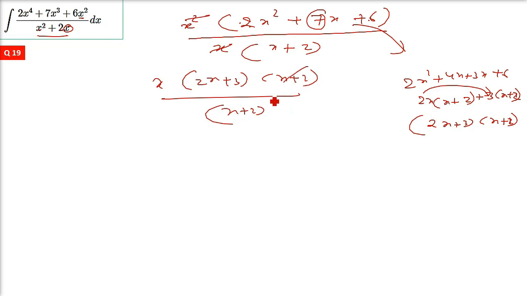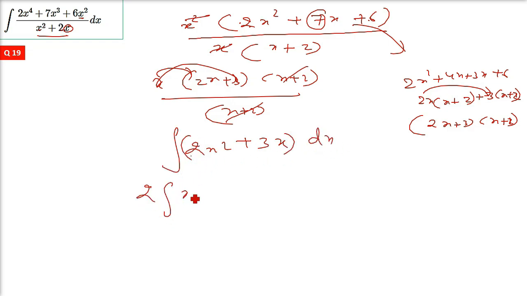Now you can cancel these two. You have x and 2x plus 3. When you multiply this, you will get 2x square plus 3x. Now this is what needs to be resolved or integrated. Now we are ready for the integration. So let us now start with the integration side.